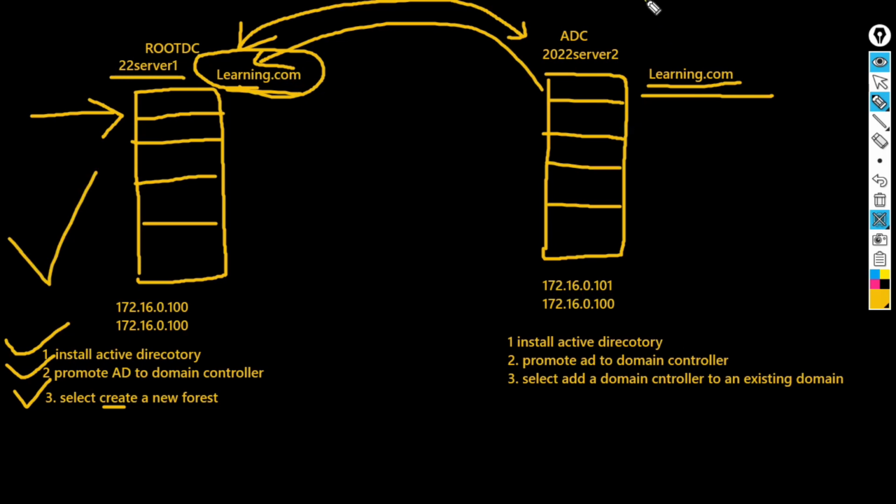straightaway come to the additional domain controller, server 2, and do the same stuff here. We have to configure it, first we have to assign the IP, and in the IP you can see the IP should be changed but the DNS should be the same. You have to follow the steps like installing Active Directory, same as the root DC we did, and then we'll promote AD to domain controller, right? And when we promote this, the options will come, 3 options. In that you have to select the first option.